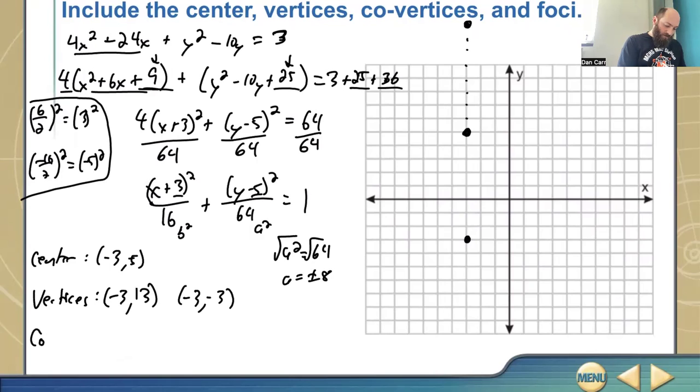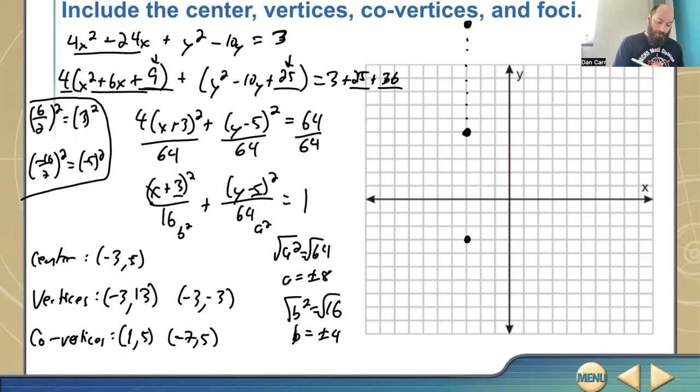For my co-vertices, b squared is equal to 16, so I square root that, and b is equal to plus or minus 4. That happens in the x direction. So -3 plus 4 gives me 1, comma 5, and -3 minus 4 is -7, comma 5. So I can plot that: 1, 2, 3, 4, 5, and then 1, 2, 3, 4, 5, 6, 7, and 5. So there's my graph. Still need to find the foci.